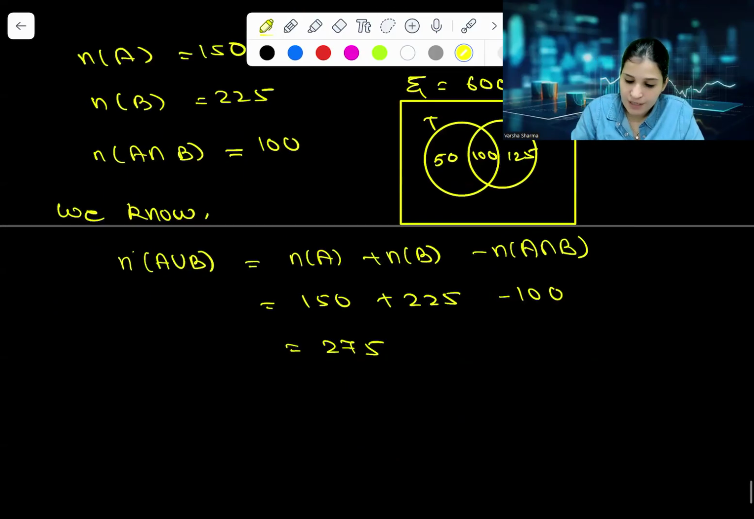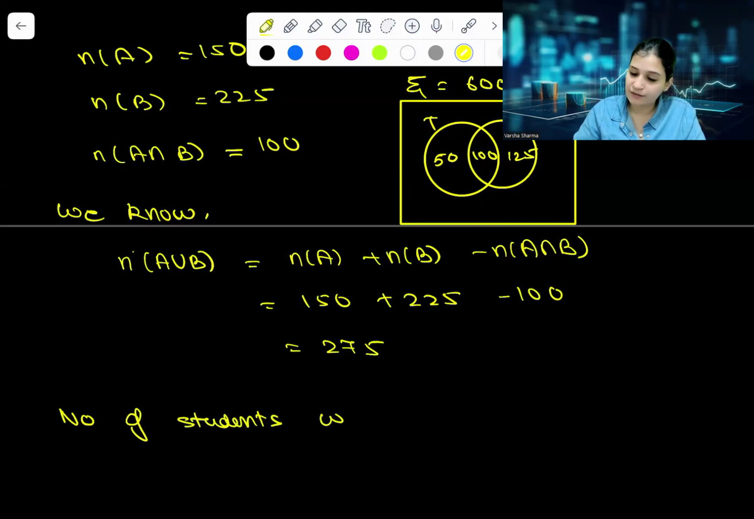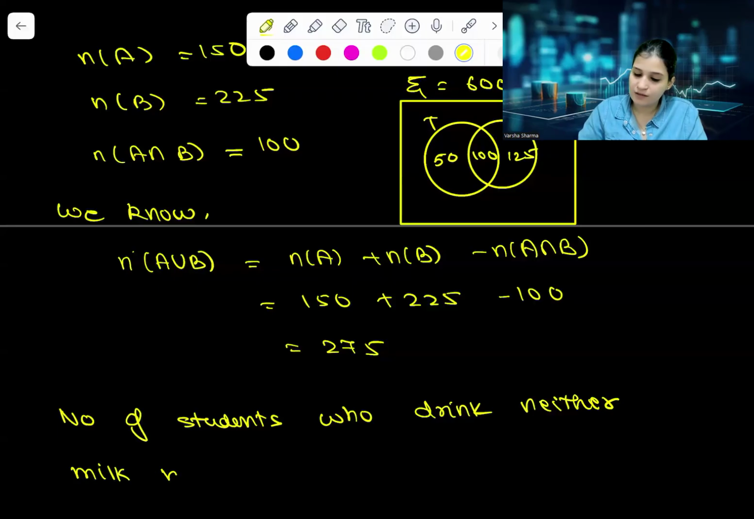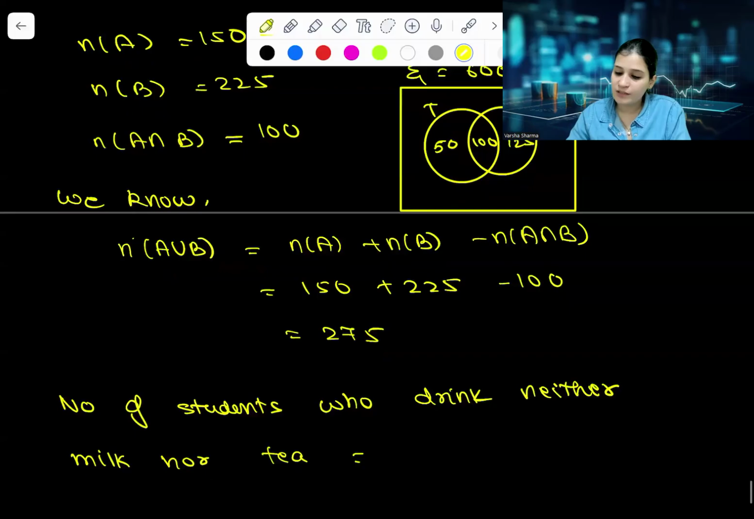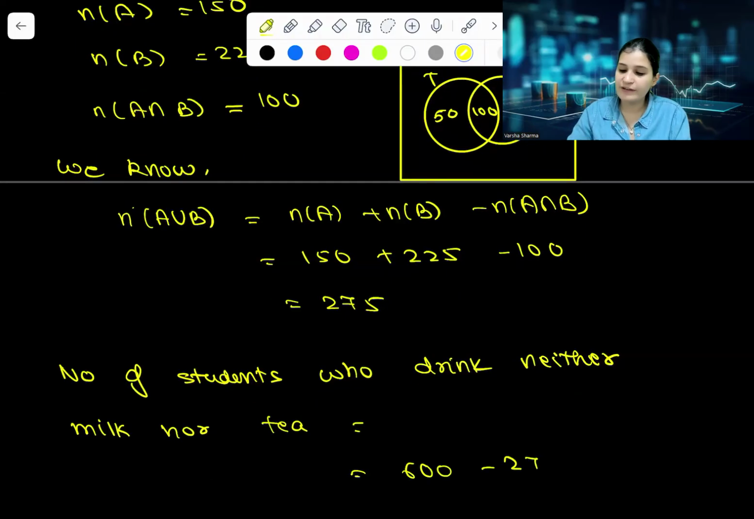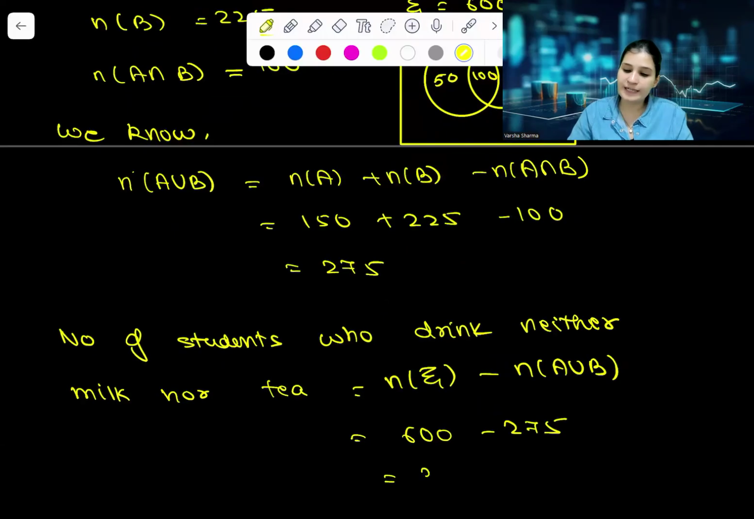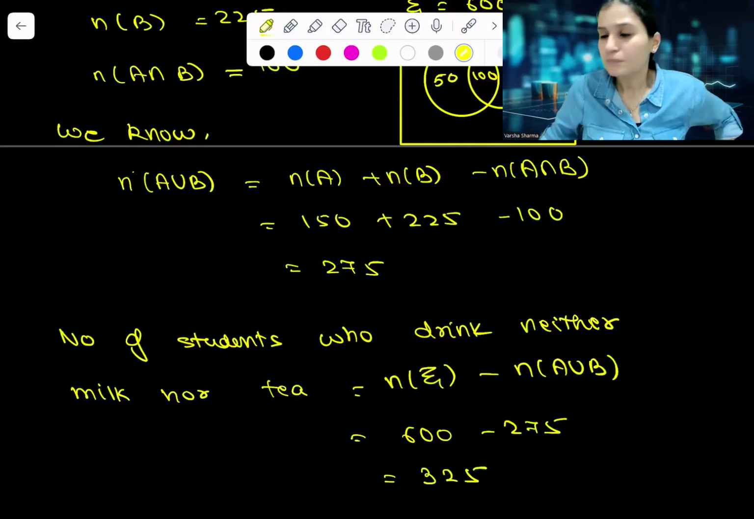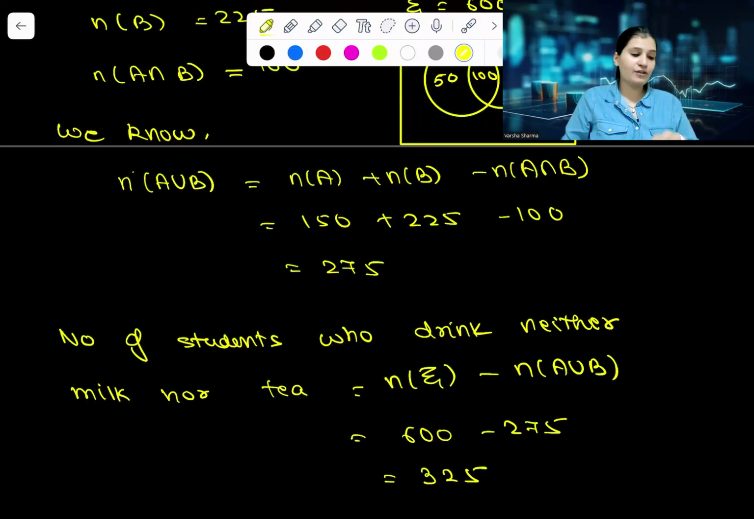So the number of students who drink neither milk nor tea will be what? Out of 600, remove 275. What is 600? The universal set. From that, subtract A union B. That is 325. So there are 325 people who drink neither one. Any doubts?